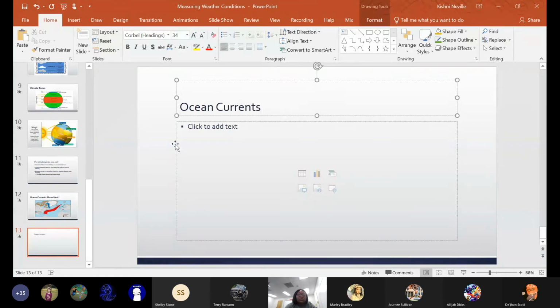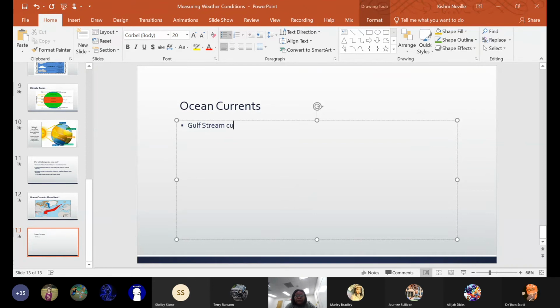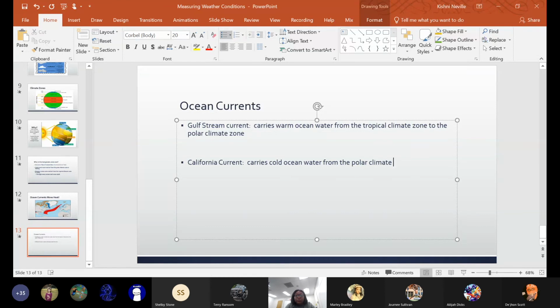When we're talking about those currents, it's important for us to know those ocean currents are called the Gulf Stream Current. The Gulf Stream current carries warm ocean water from the tropical climate zone to the polar climate zone. And then there's an ocean current called the California current, and the California current travels down. It carries cold water from the polar region down to the tropical region. It carries cold ocean water from the polar climate zone to the tropical climate zone.